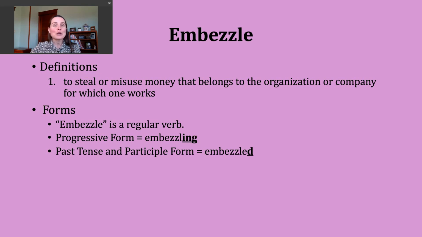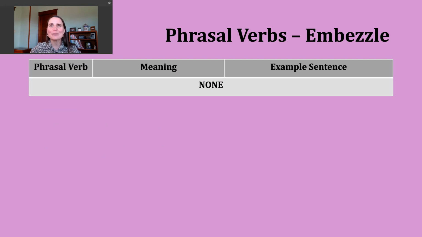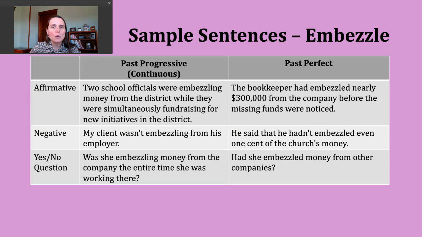Okay. You might be happy to know no additional phrasal verbs for us to study. So now we can focus on practicing our verb of the day in a couple different verb tenses. Today we're going to practice the past progressive, also known as the past continuous, and the past perfect. Let's start with the past progressive.